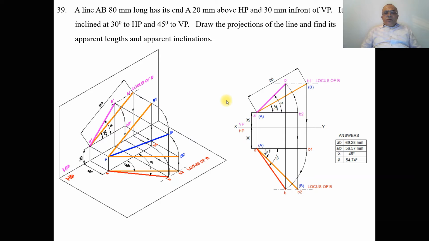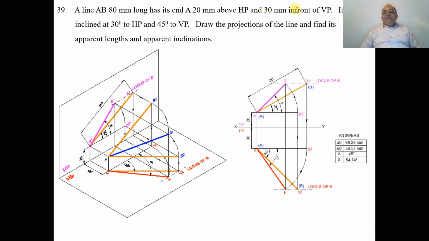Now the same thing we are going to take in the orthographic projection. First we will draw the XY line and mark XY, VP and HP. As we know that A is 20 mm above HP and 30 mm in front of VP, if the distance is given with respect to HP, the distance is always seen in the vertical plane. So from the XY line you measure 20 mm and draw a horizontal line.